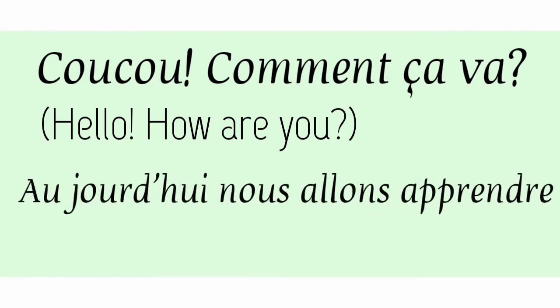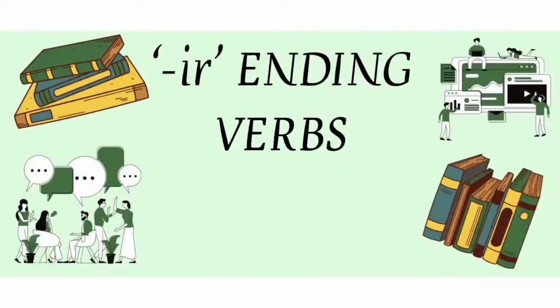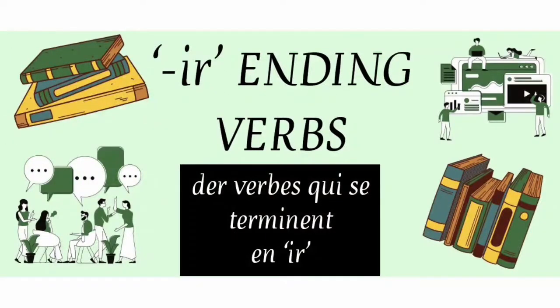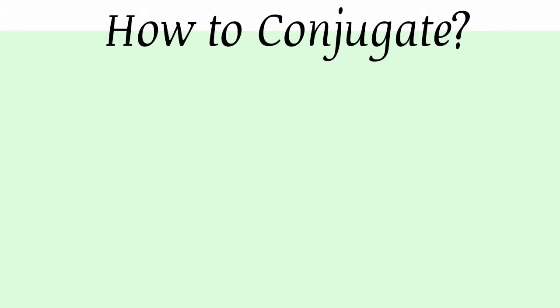Aujourd'hui, nous allons apprendre. Today, we are going to study IR ending verbs. Des verbes qui finissent en IR. In last video, we covered how to conjugate ER ending verbs. I hope you have done that and you understood that as well. So today we will continue with verbs and we will see how to conjugate second group of verbs. These are the verbs which end in IR. Okay, let's begin with the conjugation.